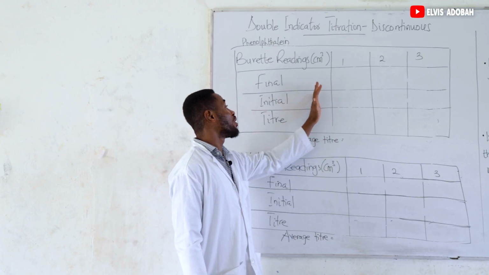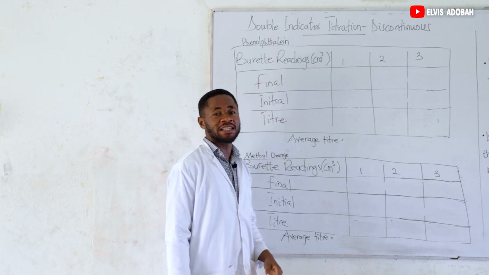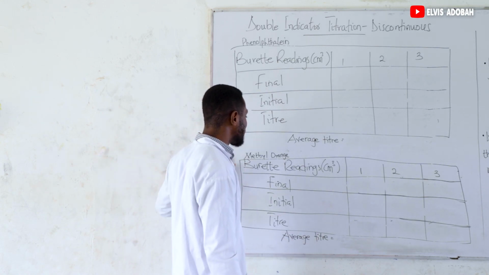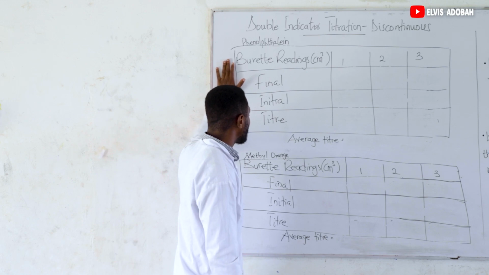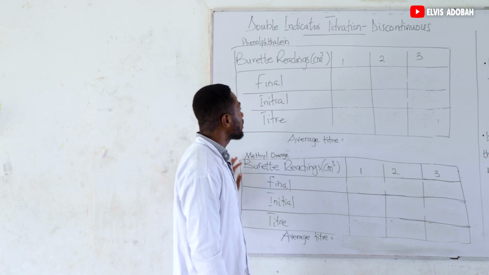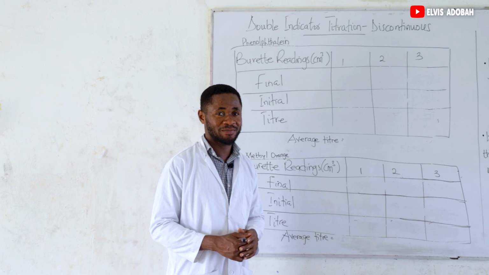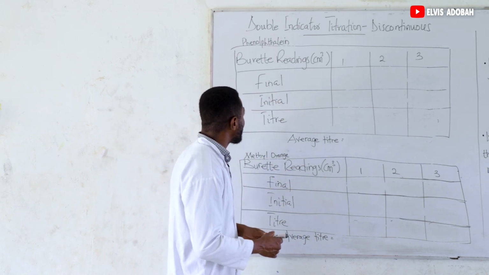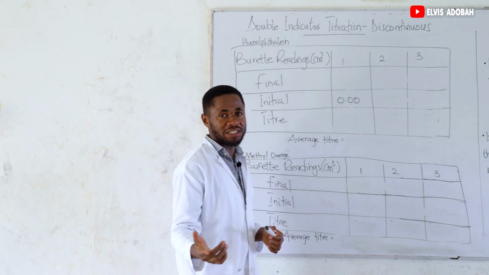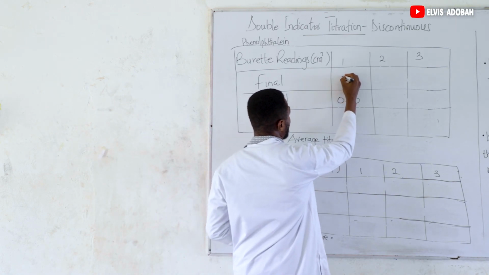This is how the table for discontinuous double indicator titration should also look like. As usual, we prepare two tables, one for phenolphthalein and the other one for methyl orange. Now, we started our titration here. We did 6 different titrations. And the first one, we started with 0.00. We added phenolphthalein indicator, and we arrived at an endpoint of 5.00.